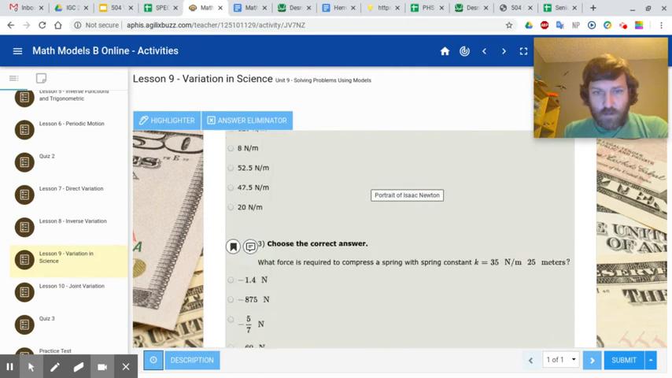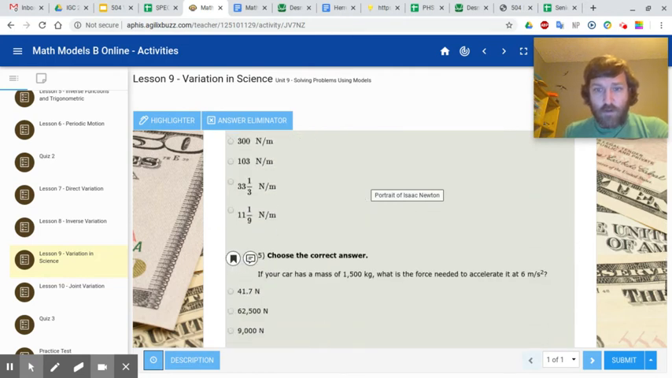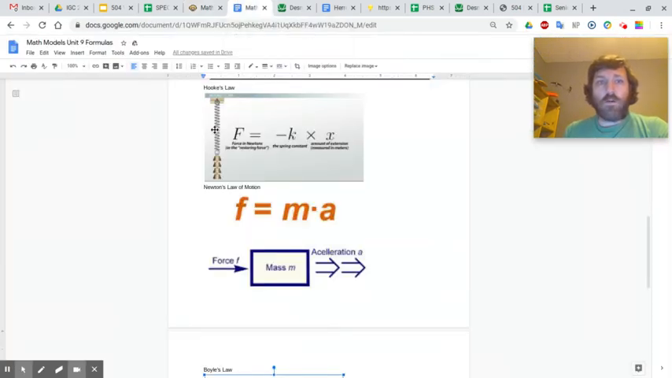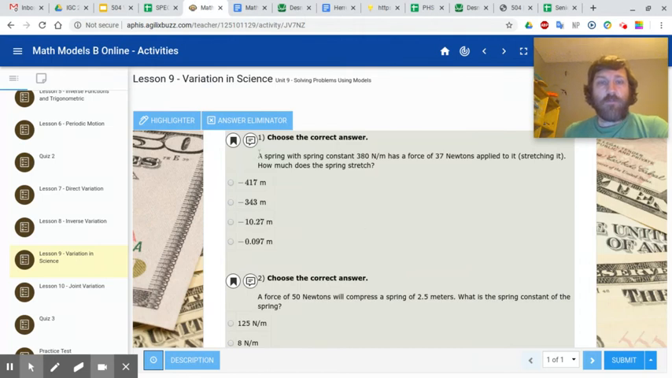The first three, maybe four questions deal with this spring idea, and it deals with Hooke's law. Hooke's law tells how much force is being applied on a spring, depending on how long it's been extended, how much force there is pulling it, in a sense. It says a spring with a spring constant of 380 newtons per meter has a force of 37 newtons applied to it, stretching it. How much does the spring stretch?